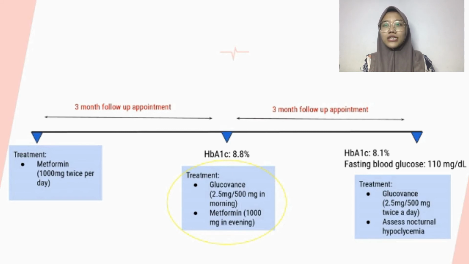Her HbA1c shows a decrease with a result of 8.1% and a fasting blood glucose level of 110 mg per deciliter. The physician stressed the need for her HbA1c level to be less than 7% and they agree to change therapy to glucagon 2.5 mg per 500 mg twice a day. The patient agrees to wake up at 3 a.m. at least twice in the first week to test her blood glucose level to assess for nocturnal hypoglycemia.